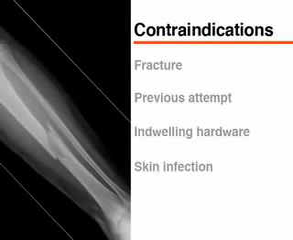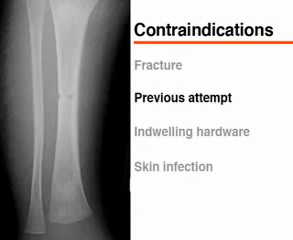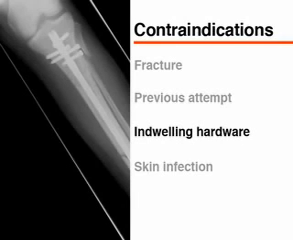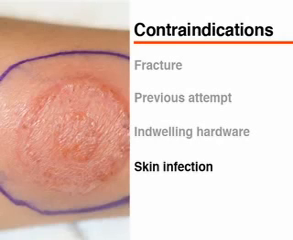Intraosseous access should not be attempted in any bone with a suspected or known fracture, or proximal to a fracture site, or in a bone in which a previous attempt was unsuccessful. Indwelling hardware from a previous orthopedic procedure may prevent successful cannulation in that bone. The presence of skin or soft tissue infection is a relative contraindication.